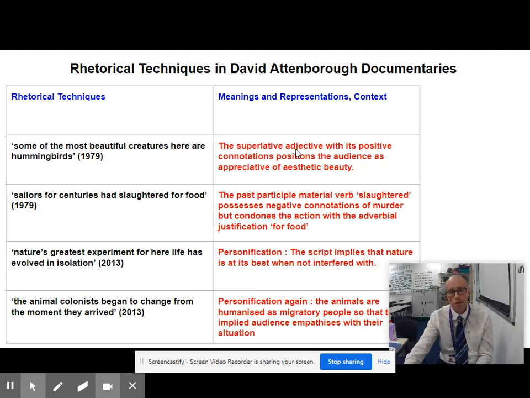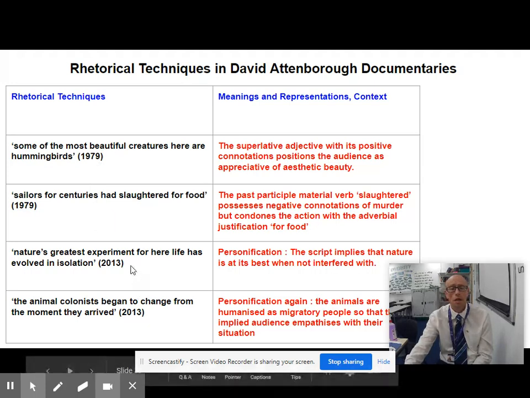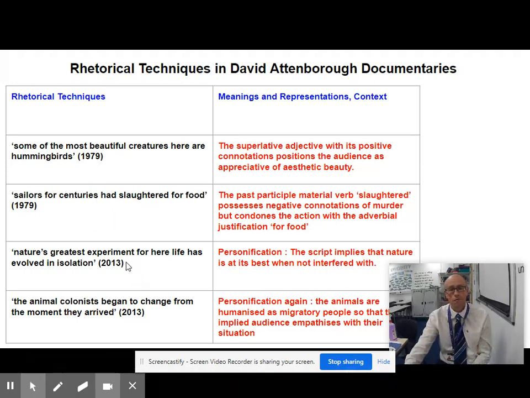So the superlative adjective, with its positive connotations, positions the audience as appreciative of aesthetic beauty. So it's making a point there using an AO1 term, but it's also linking it in to AO3, like the context. In this case, talking about its impact on the audience. So there are a couple of quotations from his 1970s documentaries. And then what the student has done is they've made a comparison with more recent ones.